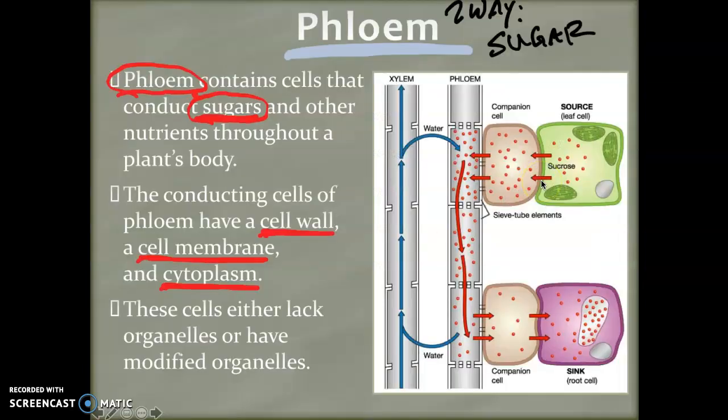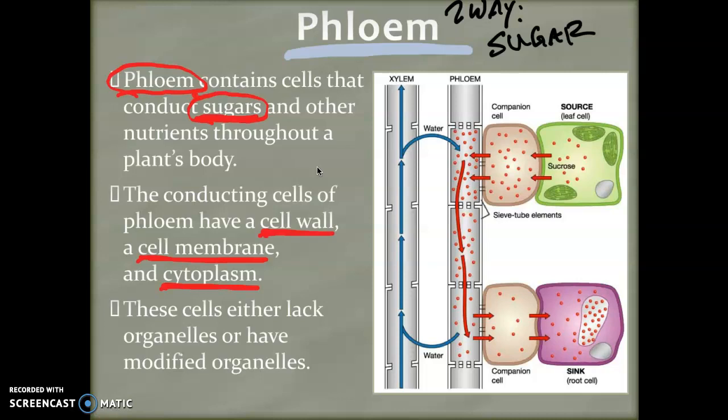The other type that we talked about earlier is phloem. Instead of transporting water throughout the plant, phloem is transporting sugar. We're going to talk about this picture right here probably at the end of the PowerPoint. Phloem transports sugar not just in one direction, but from the leaves to the roots, from the roots to the stems, and roots to the leaves as well, and also to the stems if needed. Phloem contains cells that conduct sugars and other nutrients throughout the plant's body.